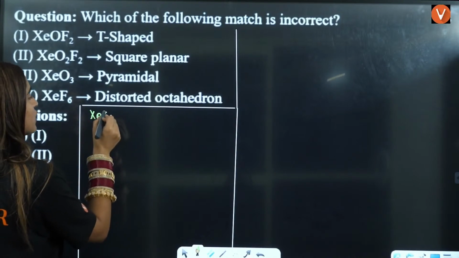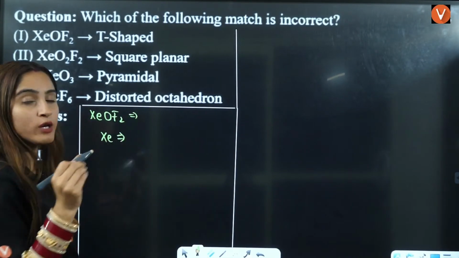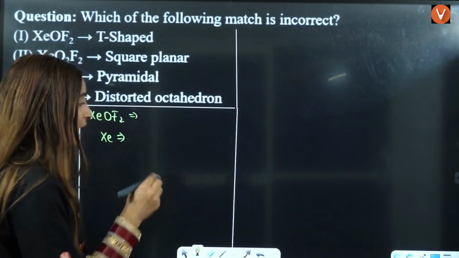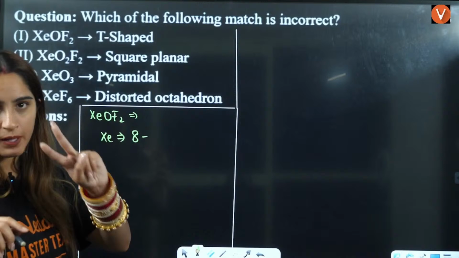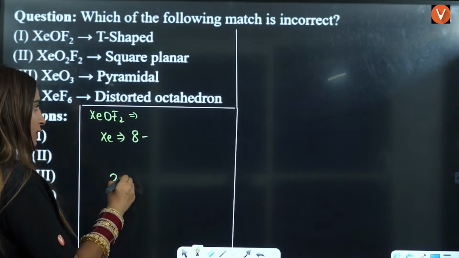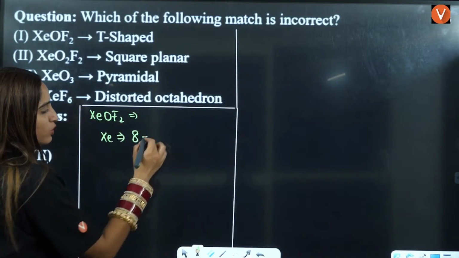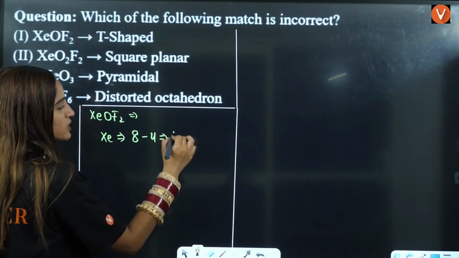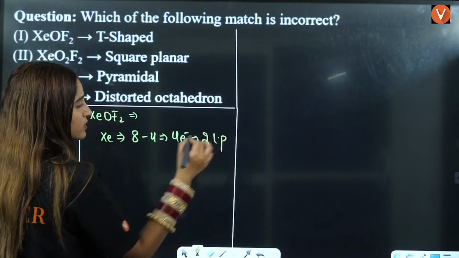One is XeOF2. See here you have xenon. Xenon belongs to group number 18. That means 8 is the outermost electron. Oxygen is always double bonded. So 2 bond pairs for oxygen, plus 2 for fluorine. So that is a total of 4 bond pairs. So 8 minus 4, it is 4 electrons. 4 unpaired electrons means 2 lone pairs.